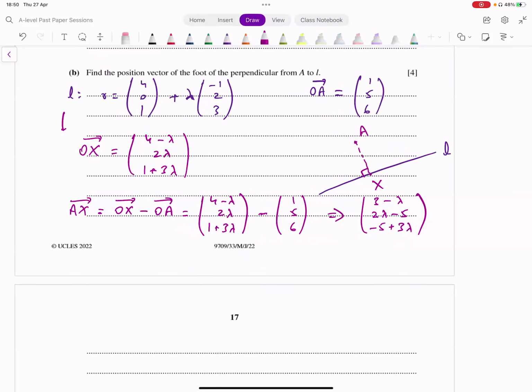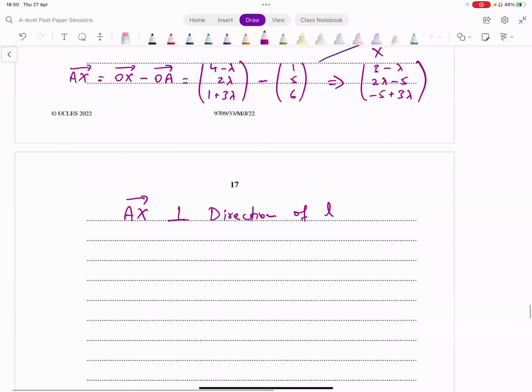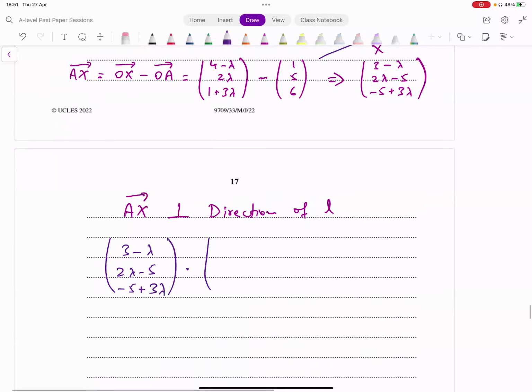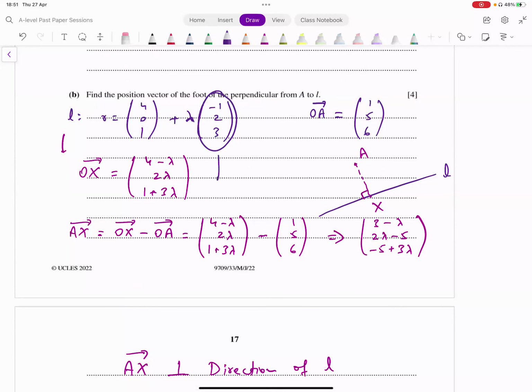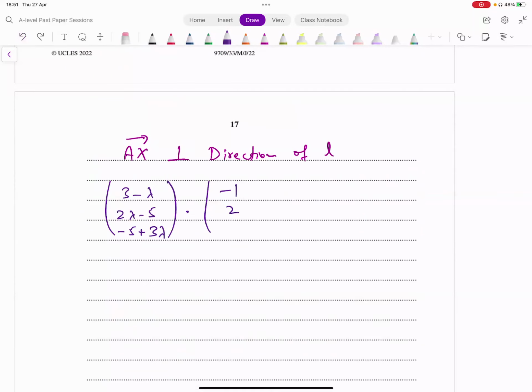Now, since the vector AX and the line L are perpendicular, what will we say? AX vector is perpendicular to the direction. Remember, perpendicularity relates to the direction vector. The angle depends on the direction. So the AX vector is perpendicular to the direction of L, so their dot product should be 0. What's AX? AX is 3 minus lambda, 2 lambda minus 5 and minus 5 plus 3 lambda. Its dot product with the direction vector of the line, which is minus 1, 2 and 3, this one, should be 0. This dot product should come to 0 for us. We equated it to 0.